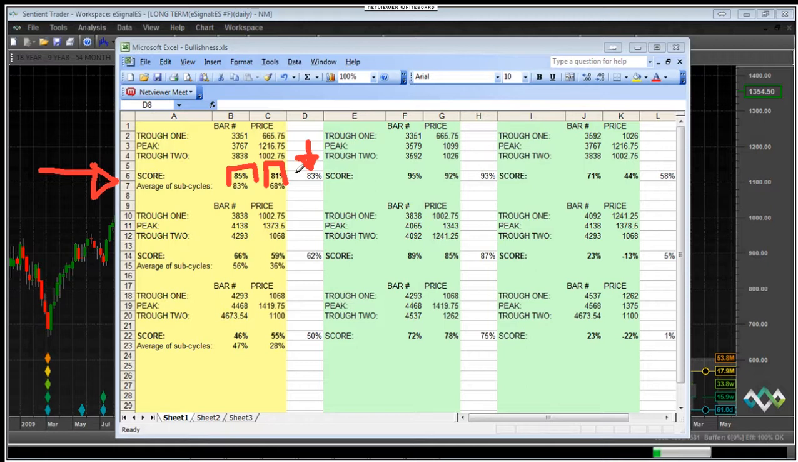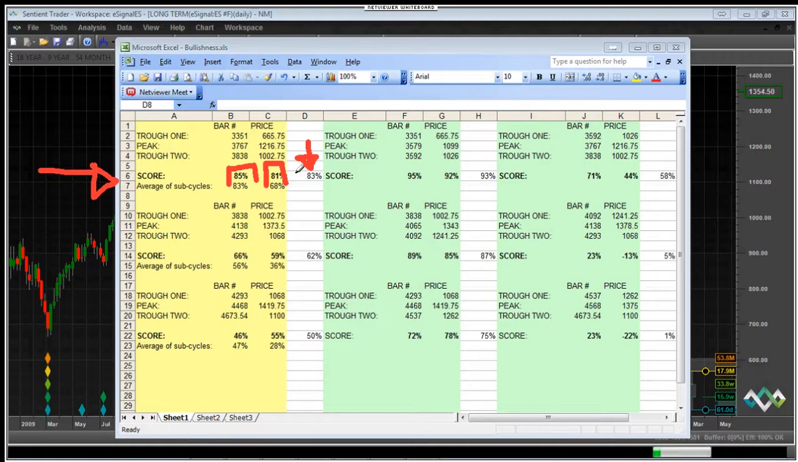Now, what does the score mean? Why is it a percentage and all that kind of thing? 100% is the most bullish cycle that you can possibly get. You will never see a 100% bullish cycle. It has to do with the way in which we calculate it, and I won't get too mathematical for you, but you will never see a 100% bullish cycle. You might see a 99.999% bullish cycle. It's a mathematical impossibility to get a 100% bullish cycle.